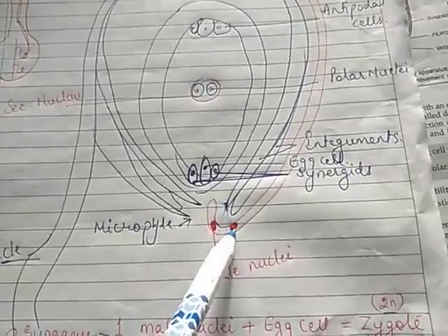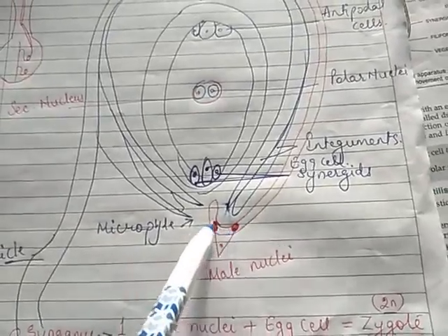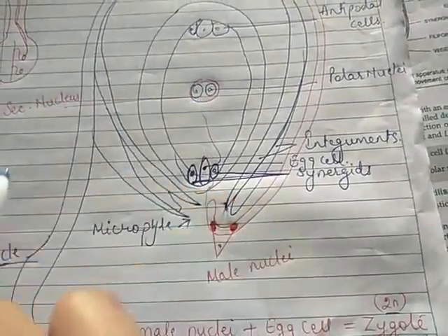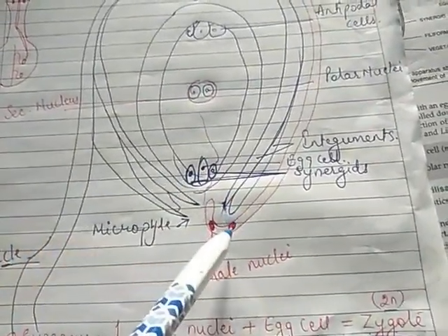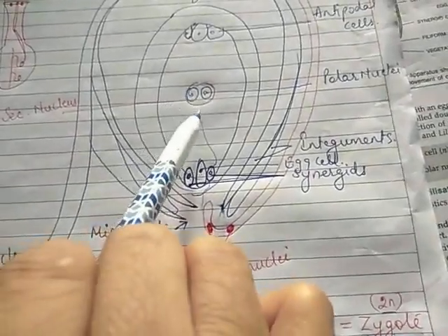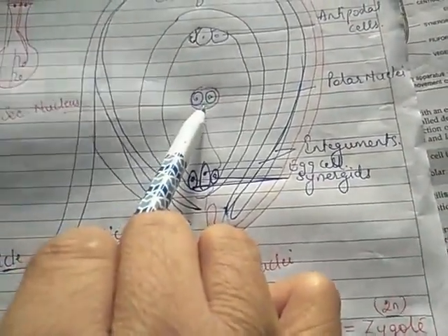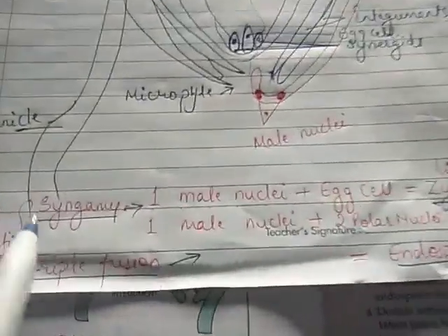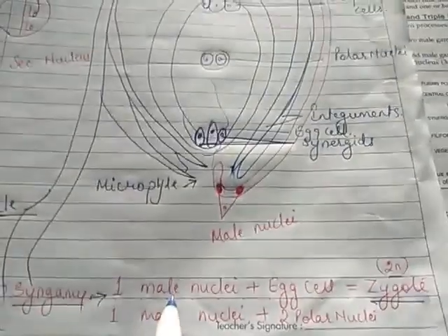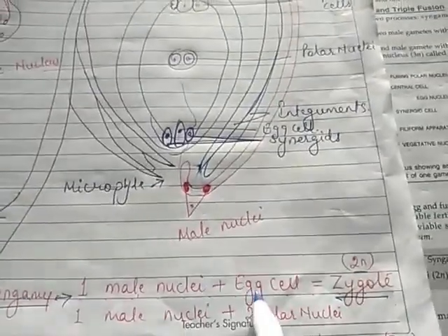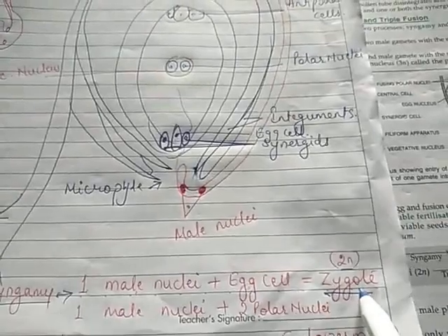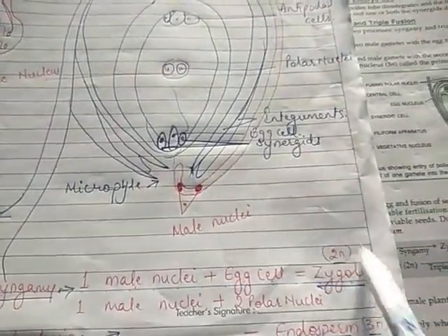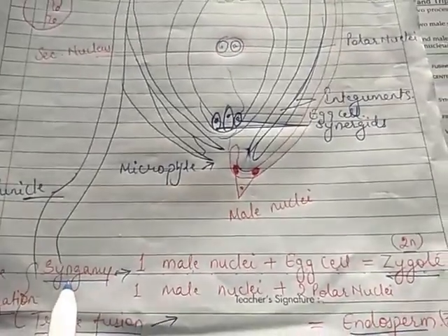And the second male nucleus afterwards will find its way towards the polar nucleus. When the second male nucleus comes in contact with the polar nucleus, it forms endosperm. So, we can say like this: one male nucleus plus egg cell equals zygote, which means the first male nucleus will combine with the egg cell to form a zygote, and this process is known as syngamy.